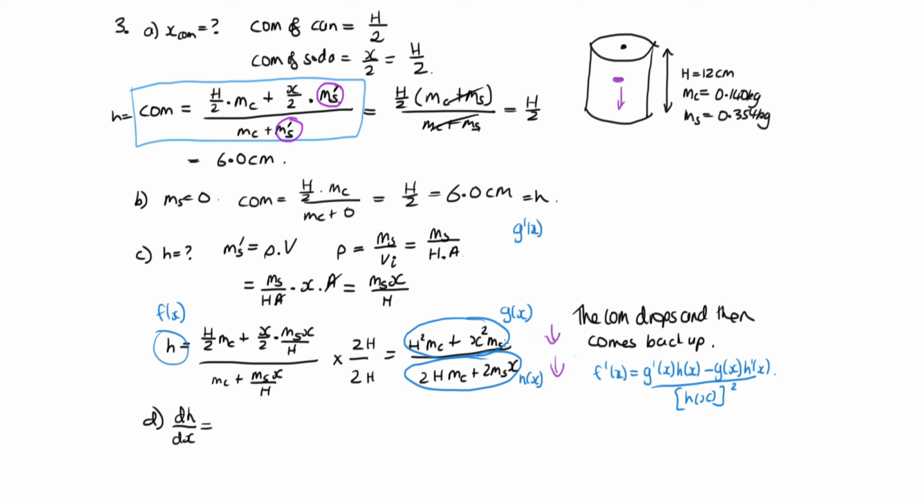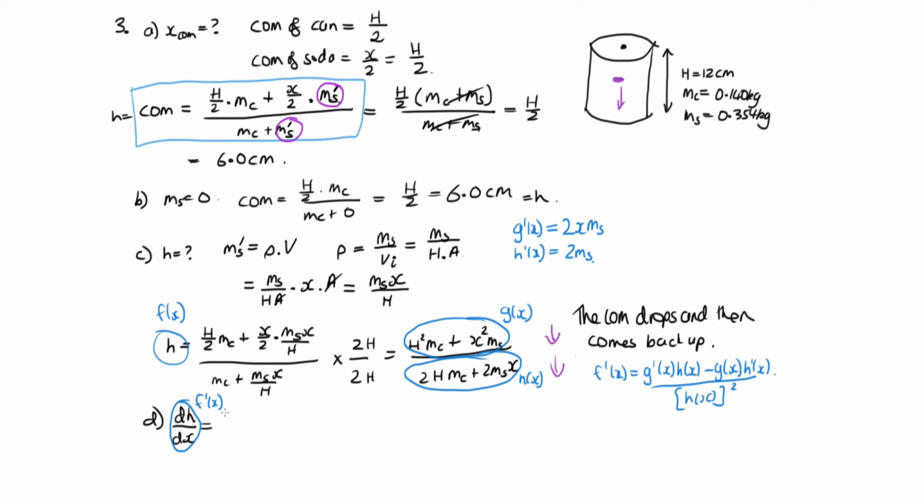So we can work out what g dash of x is. That's the derivative of this thing with respect to x. This term has no x dependence, this does, so this is 2x times the mass of the soda. And h dash of x, the derivative of this term with respect to x, is equal to 2ms. So we can substitute all these terms in here to get f dash of x, which is this thing.